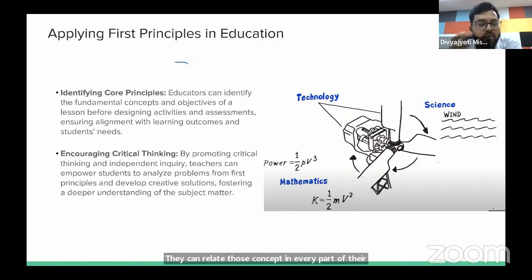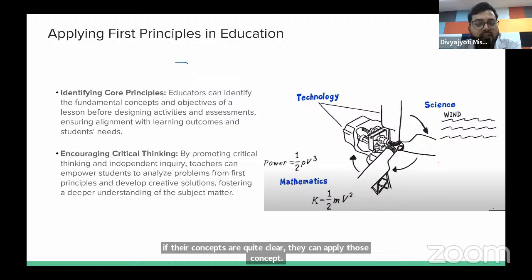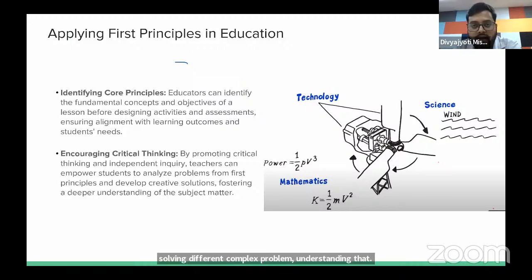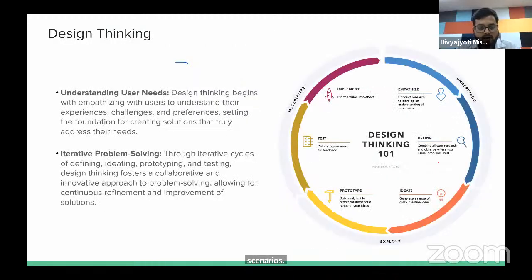If their concepts are quite clear, they can apply them in solving different complex problems, and understand the application of those concepts in real world scenarios also. So this is what we are talking about, applying the STEM concept in real world scenarios. Now coming to the next slide. The next process which we have discussed was problem solving. We use a process called the design thinking approach to solve a particular problem. So in this design thinking approach, what is happening?